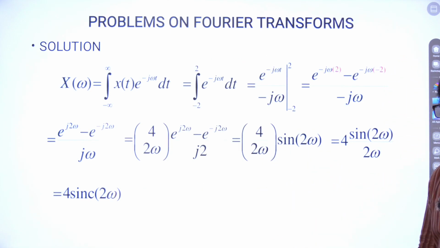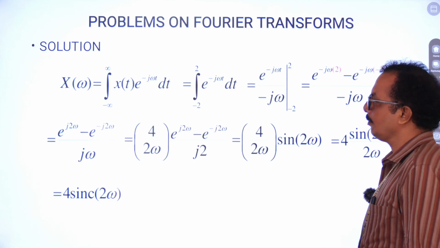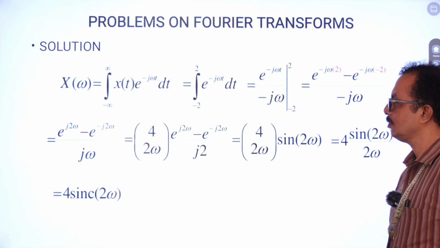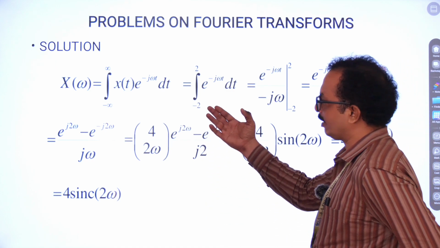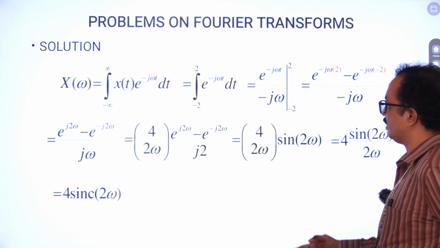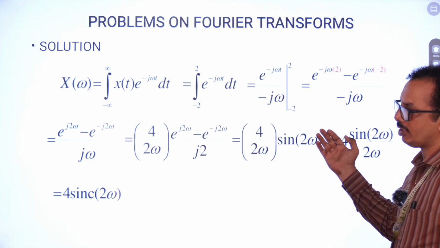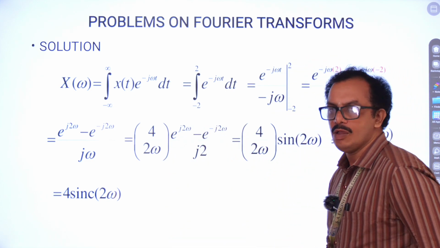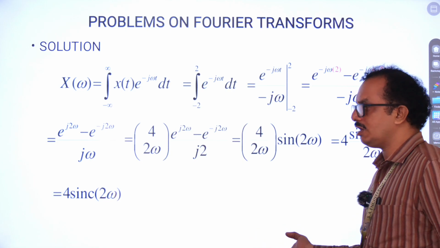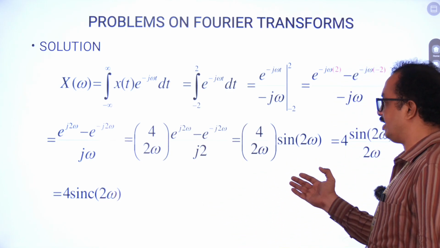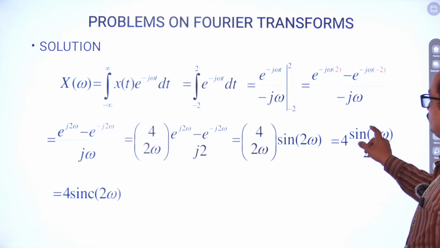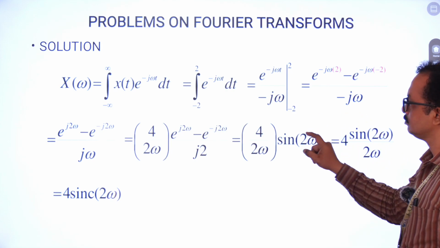The expression we solved is also given here. Kindly make a note of it. The same thing: first applying the Fourier transform formula, then applying the limit, then integrating, applying the upper limit and lower limit, and rearranging. Then, in order to simplify, I am multiplying and dividing by 4. Then I split the denominator as 2 into 2, rearrange, and get the answer as 4 sinc of 2 omega.